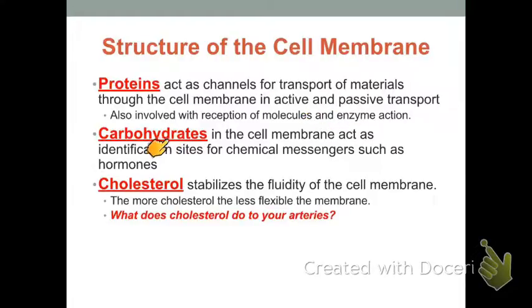Carbohydrates in the cell membrane act as identification sites for chemical messengers such as hormones, which is very important at this stage in your life because a lot of that chemical messaging is happening. And then cholesterol helps stabilize the fluidity of the cell membrane. However, the more cholesterol, the less flexible the membrane, which is where you run into problems if you have too much cholesterol in your system, such as clogged arteries, strokes, or blood clots, where you're going to have some hindrance with too high of cholesterol.